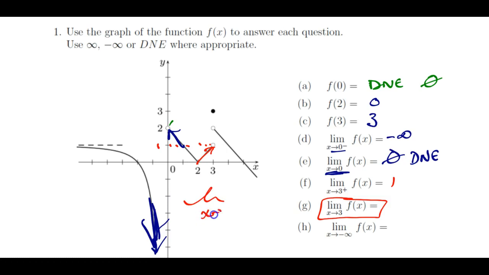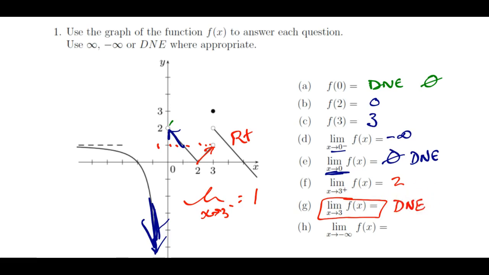Well, the limit as x approaches 3 from the left, oops, did I do that wrong? I did. Here's the right side. Oh my goodness. Let me back that up. This from the right is a 2. From the left is a 1. And since 2 doesn't equal 1, this does not exist.